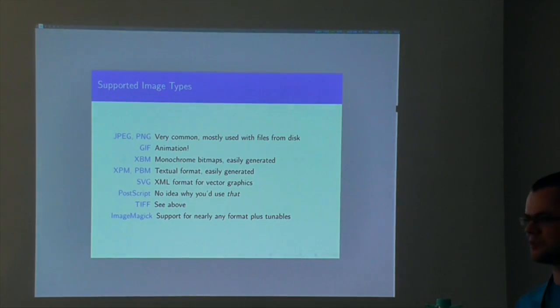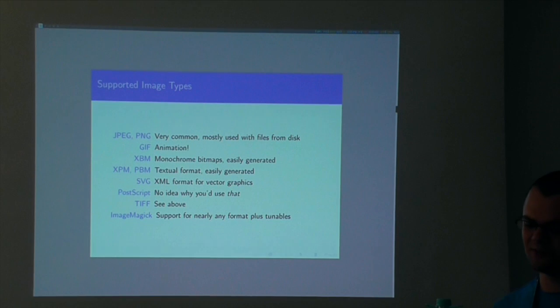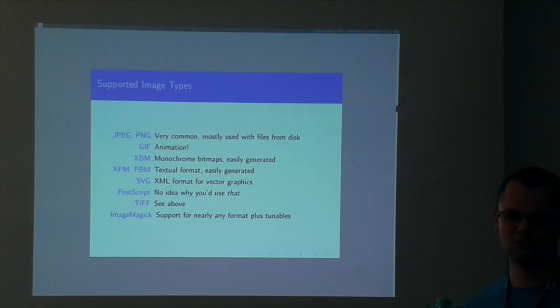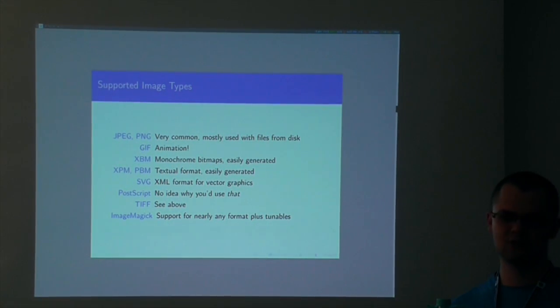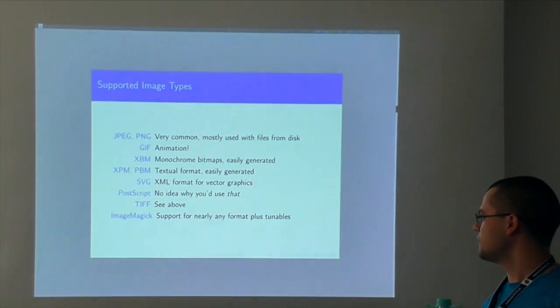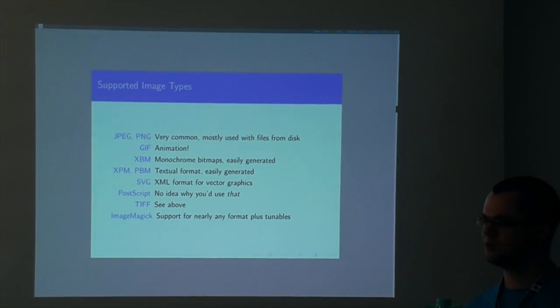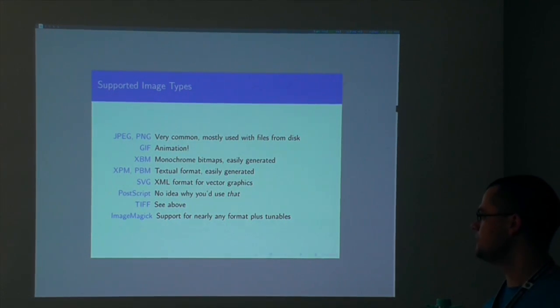So Emacs supports, of course, more than just JPEGs. It supports PNG files, which is very common. You'd encounter these files when loading something from disk. You can use GIF files. The support for this is relatively recent, but newer versions even support animation, which you can toggle and suspend. Then there are other formats that are easier to generate, like XBM from bitmaps. These are actually bit arrays, which you'd use for that, and XPM and PBM for the textual variant of this, which would allow for more colors.